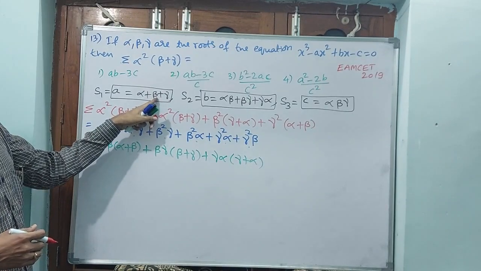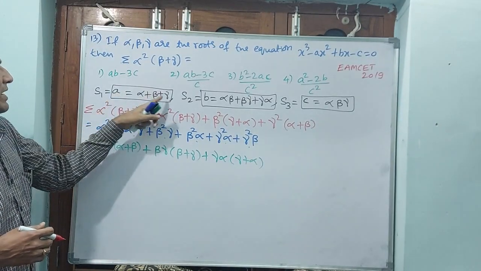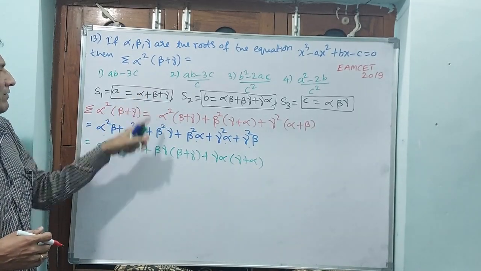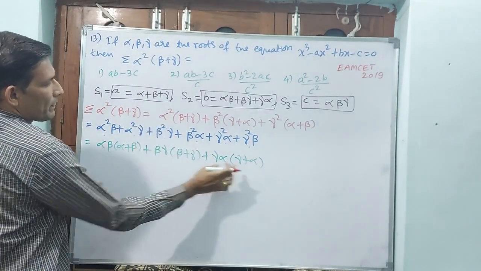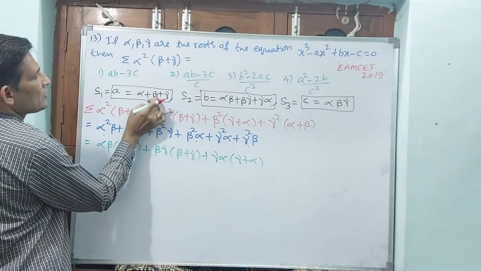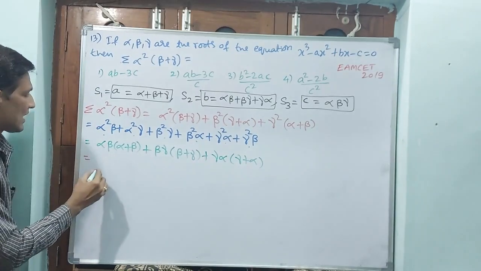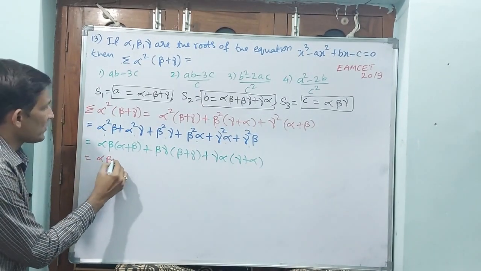Alpha plus beta is equal to A minus gamma. Beta plus gamma is equal to A minus alpha. Gamma plus alpha is equal to A minus beta. Okay, that you write first. You see what I am writing? Alpha beta, you write like this only.